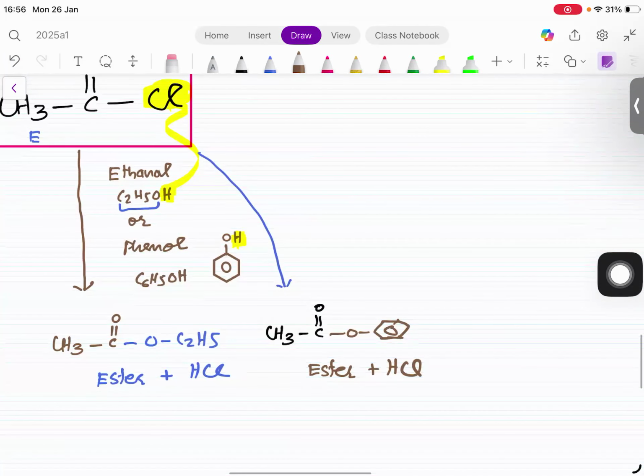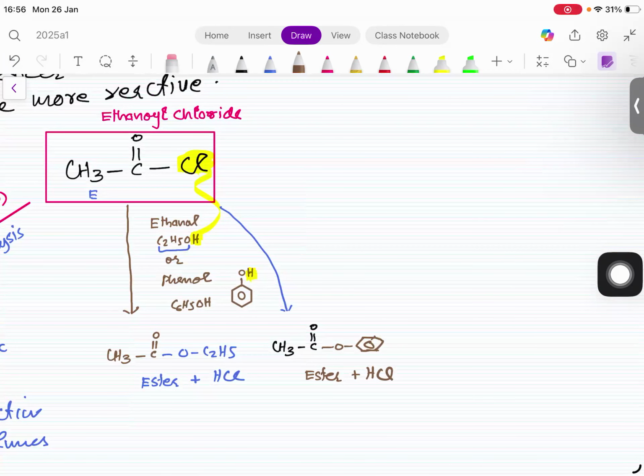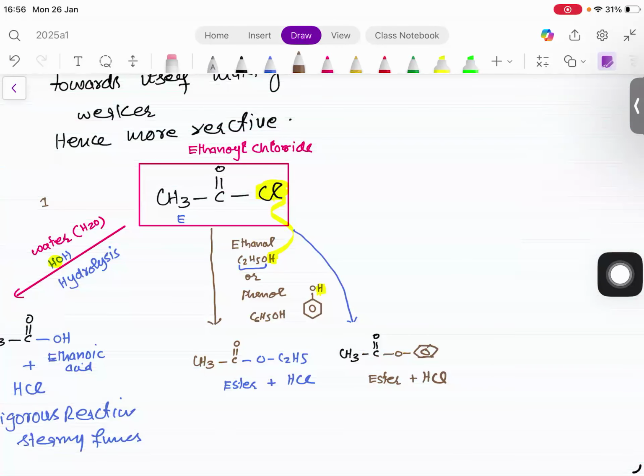Okay? So in both these cases, with phenol and alcohol, they turn into ester. And ester is one of the other derivatives of carboxylic acid. So in the first reaction, the parent compound was formed. In the second two reactions, one of the other derivatives is formed from the reaction of acyl chloride. Okay? Now let's see how the acyl chlorides react with ammonia. Ammonia is what? NH3.